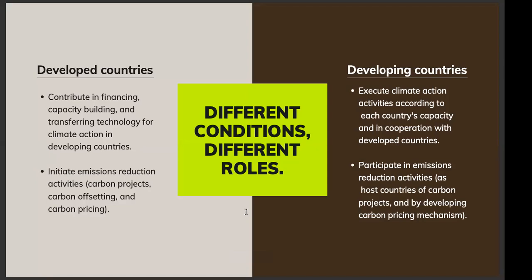So every country has different conditions and therefore they have different roles in climate change. But to simplify it, we could differentiate every country into the group of developed countries and the group of developing countries. So developed countries are expected to have these roles. First, contribute in financing, capacity building, and transferring technology for climate action in developing countries. So instead of just focusing on their domestic climate policies, mereka juga diharapkan bisa berkontribusi untuk membantu negara-negara yang sebelumnya dieksploitasi atau kurang bisa industrialisasi pada saat mereka udah terindustrialisasi gitu, which are developing countries.